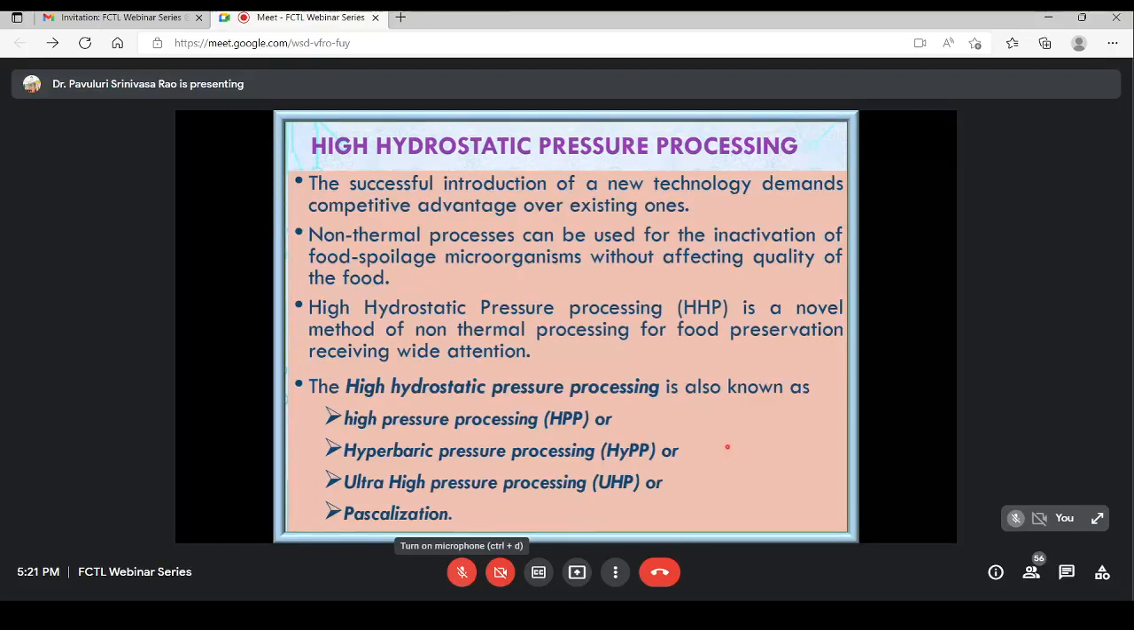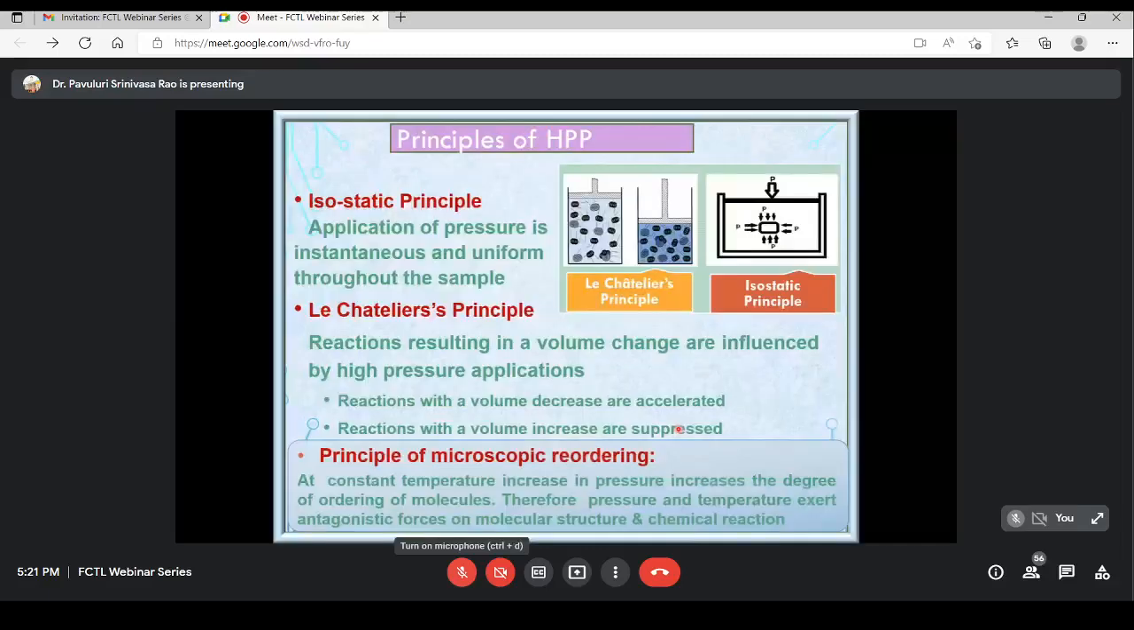It has several synonyms, as many of you are aware, like HPP or hyperbaric pressure processing, ultra high pressure processing, pascalization, and so on. Of course, it's most commonly known as high pressure processing. High pressure processing works on three basic principles. The hydrostatic principle says the application of pressure is instantaneous and uniform throughout the sample, which is the major advantage in terms of applying the pressure without much delay.